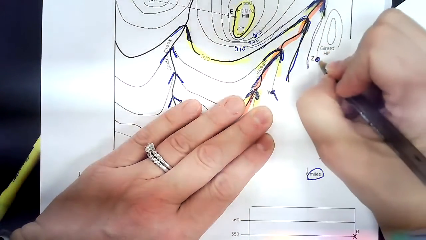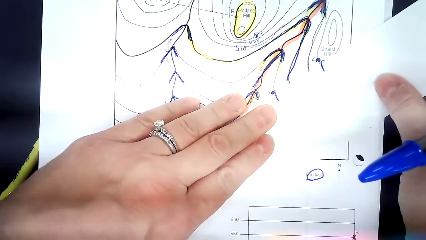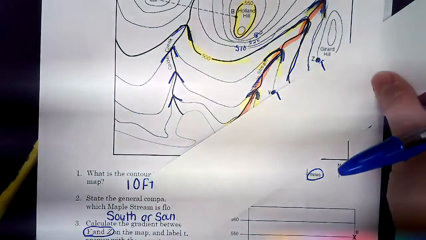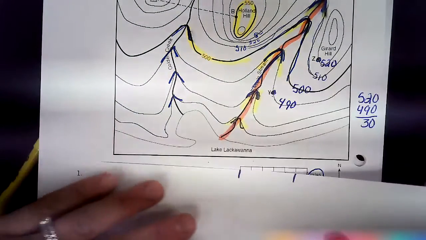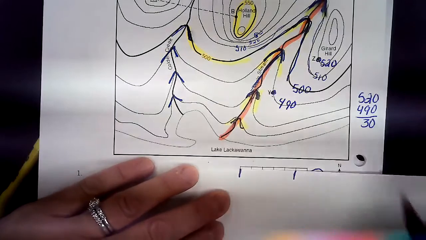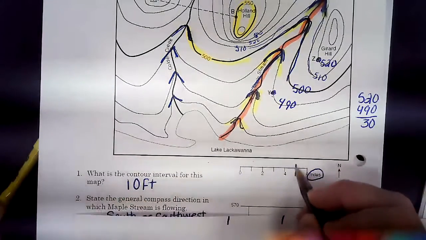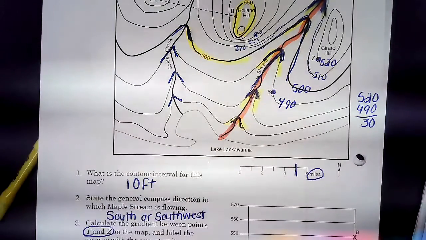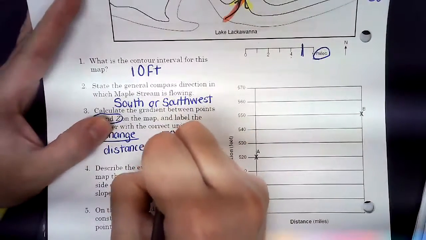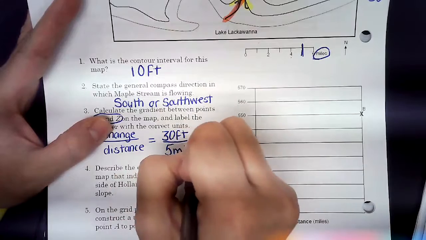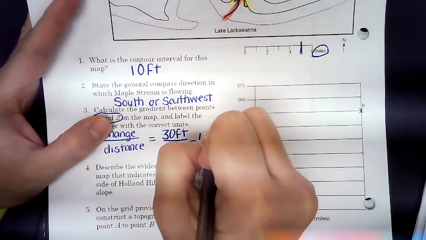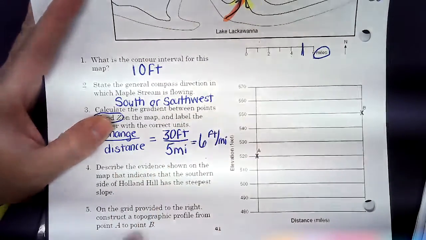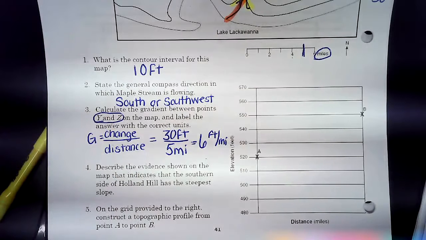So to figure out the distance, you mark off the Y and the Z. You don't care about the rest of them, only Y and Z. Bring that down to the scale, and you can see it is perfectly right here. There's 4, there's 6, so this must be 5 miles. So we should get 6 feet per mile. You need to include the proper units when you do this.